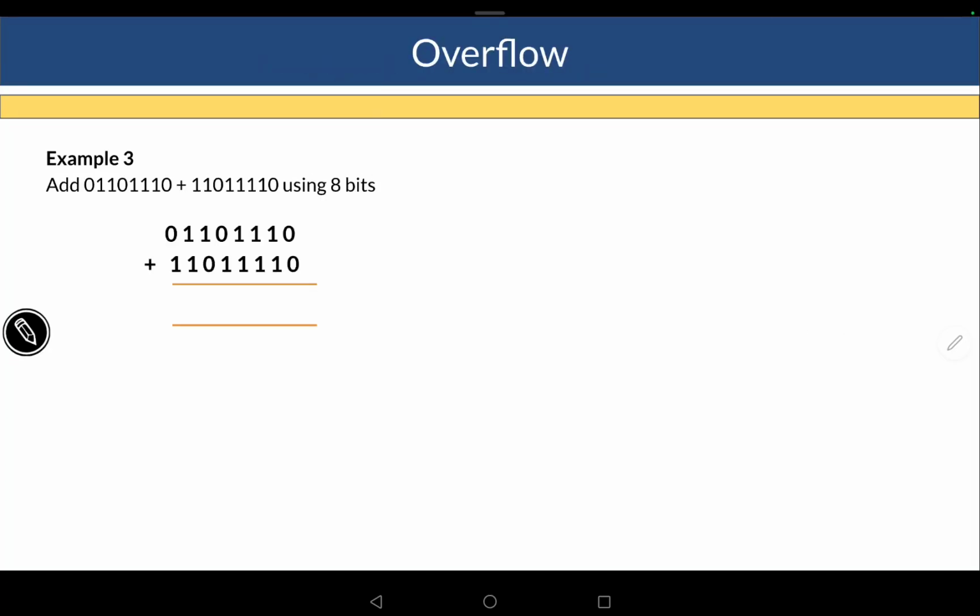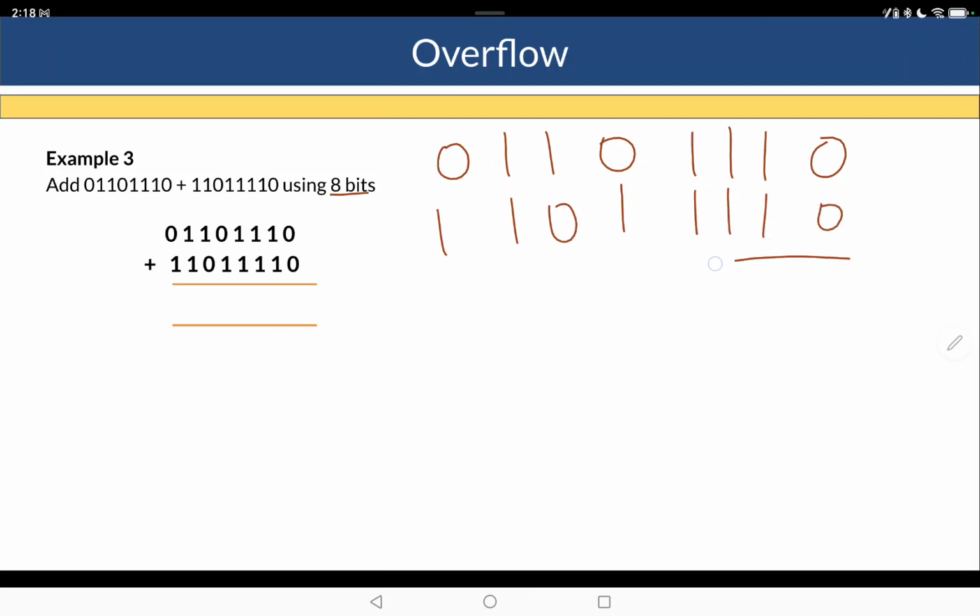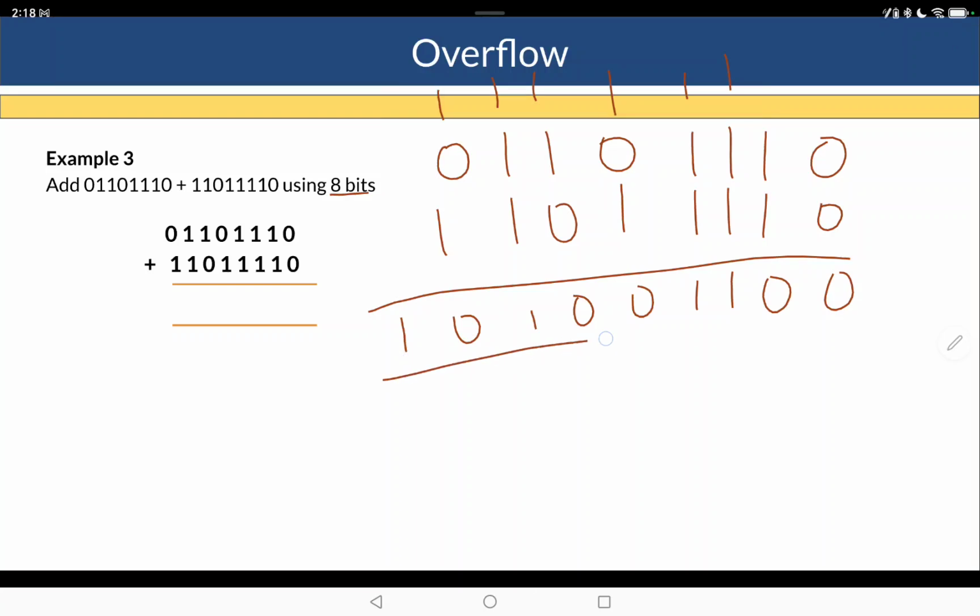Now let's look at the concept overflow. First, let's do the addition of the binary digits using 8 bits. So I'm just going to write it here, 1110, and then we have 11110. 0, 0 carry 1, 1 carry 1, 1 carry 1, 0 carry 1, 0 carry 1, 1 carry 1, 0 carry 1.